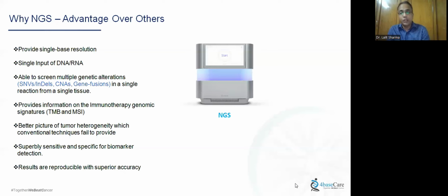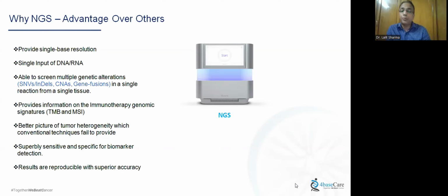That is, not only are we analyzing the genes for individual mutations, we are also able to see what the tumor mutation burden is, whether microsatellite instability is there or not, and depending on that we are able to take decisions on whether immunotherapy is going to help us in this particular scenario or not. It also gives a better picture of tumor heterogeneity, and is superbly sensitive and specific for biomarker detection.